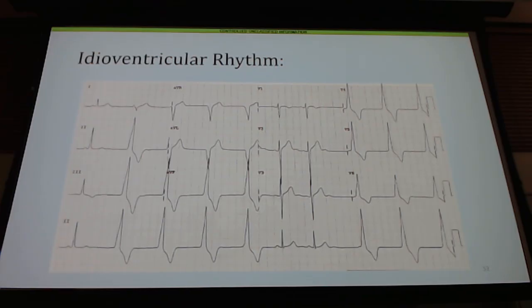And this is an example of that. So this is slow, but it's not normal looking. Here's your normal beats, right? Do those look the same? And the answer is no. You may even think of those as being like premature ventricular contractions, but this is an idioventricular rhythm.